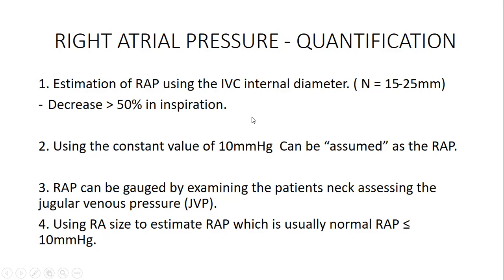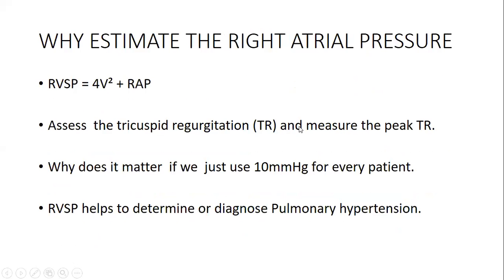assumed constant of 10 millimeters of mercury may not be the actual figure, because you have the normal pressure within the right atrium, where 3 is normal, 5 is considered normal, 8 is considered intermediate, and 10 is considered the upper limit. However, it is also safe to correlate with the clinical picture of the patient and consider the TR. I hope I've emphasized this point.